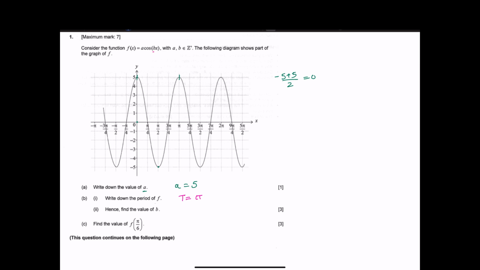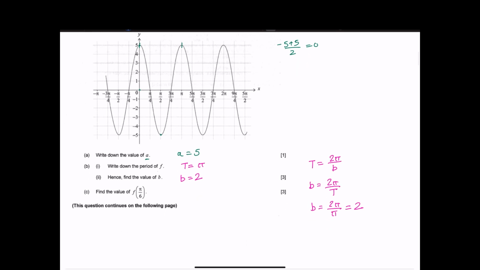Now next, we have to find the value of b. To find b, we can use this formula. The time period, if you're given an equation, is 2 pi by b. Whatever is 2 pi, we have to divide it by whatever is multiplied with x. So here, b would be 2 pi by T, right? So b would be 2 pi, the time period is pi, so b would become 2. From this, b becomes 2.